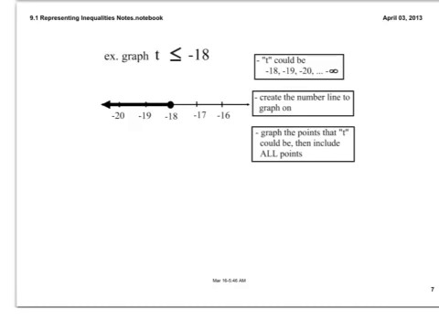Okay, the next one, t is less than or equal to negative 18. So again, t could be negative 18, negative 19, negative 20, all the way to negative infinity. So again, draw another number line, put a solid dot over negative 18 because it can equal that number, and draw an arrow to the left showing t is decreasing for possible values.